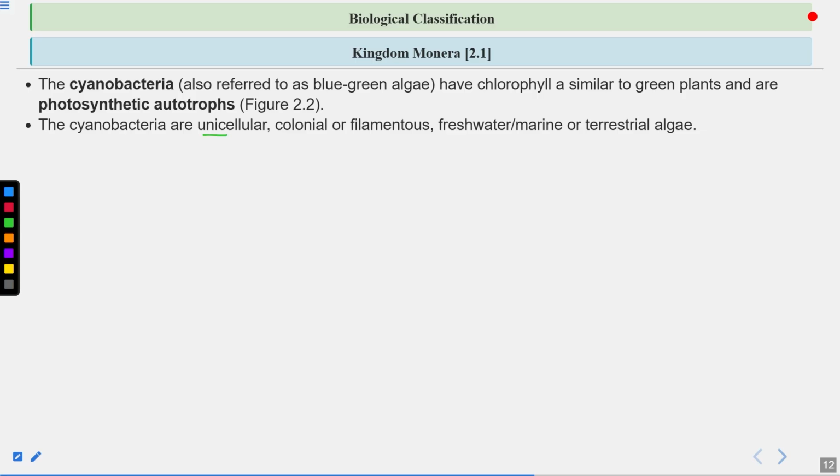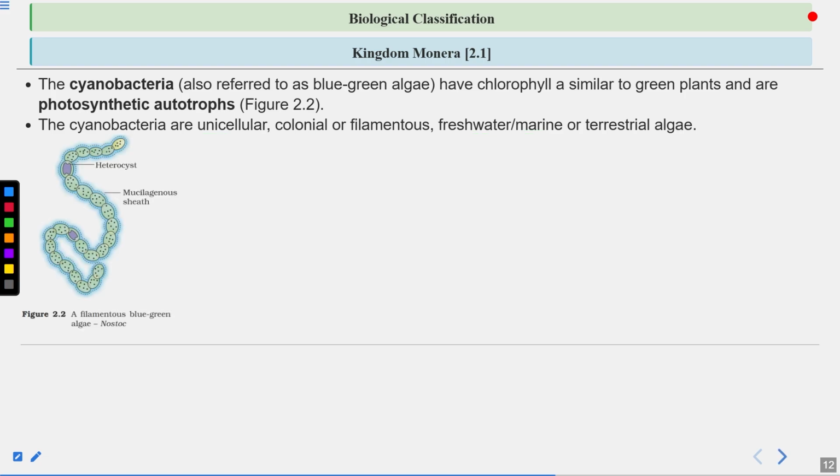Cyanobacteria are unicellular, or they can be colonial or filamentous. They can live in fresh water or marine water, or they can be terrestrial also. So this is an image showing you filamentous blue-green algae. You can see this is Nostoc. Nostoc is a filamentous blue-green algae, meaning it is a cyanobacteria. What is special about Nostoc? First of all, it consists of specialized cells known as heterocysts. Within this heterocyst, nitrogen fixation can take place. Thus, atmospheric nitrogen fixation can occur in the heterocyst.